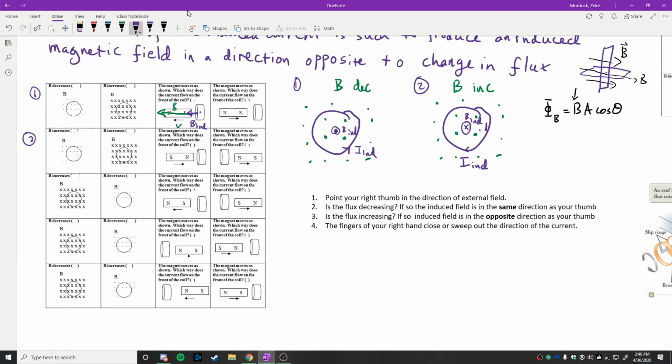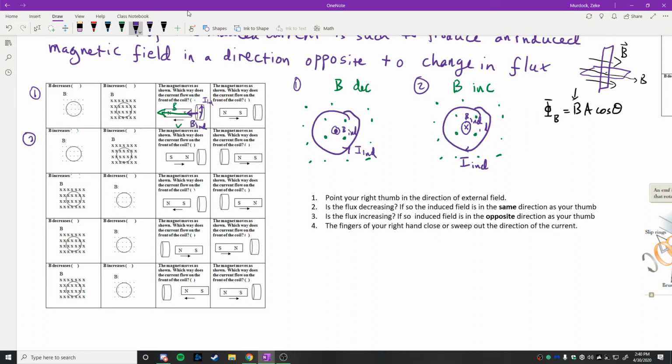You just point your thumb in the direction of the field, right? And then wrap your fingers around. What way does your hand wrap? Does it wrap upwards or does it wrap this way? Yeah, so this is going to have a current that's going to flow like that, right? Does that make sense?